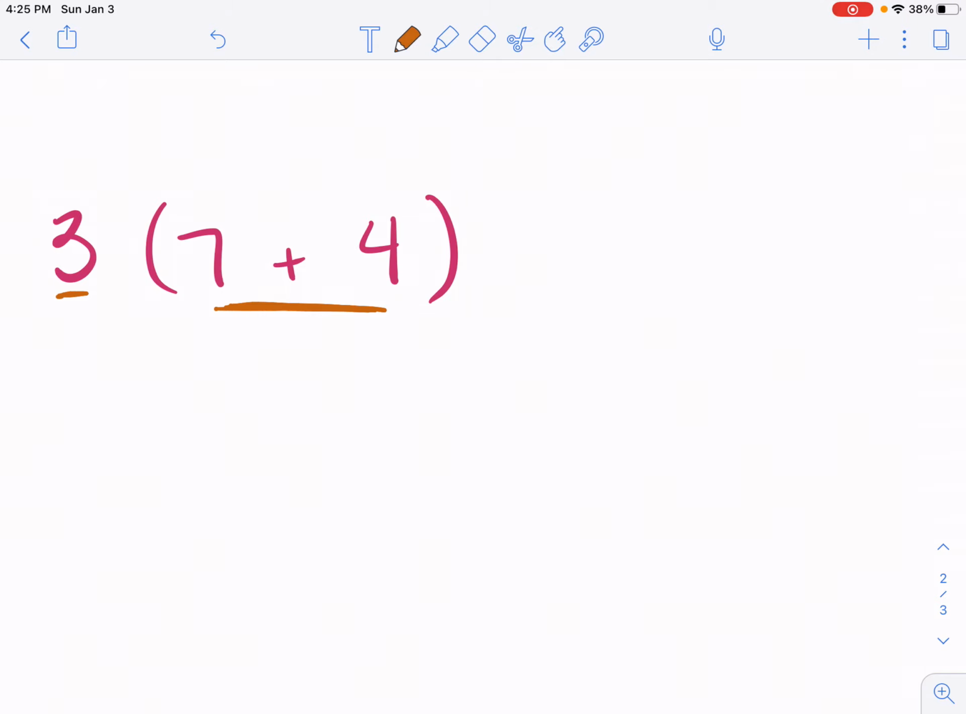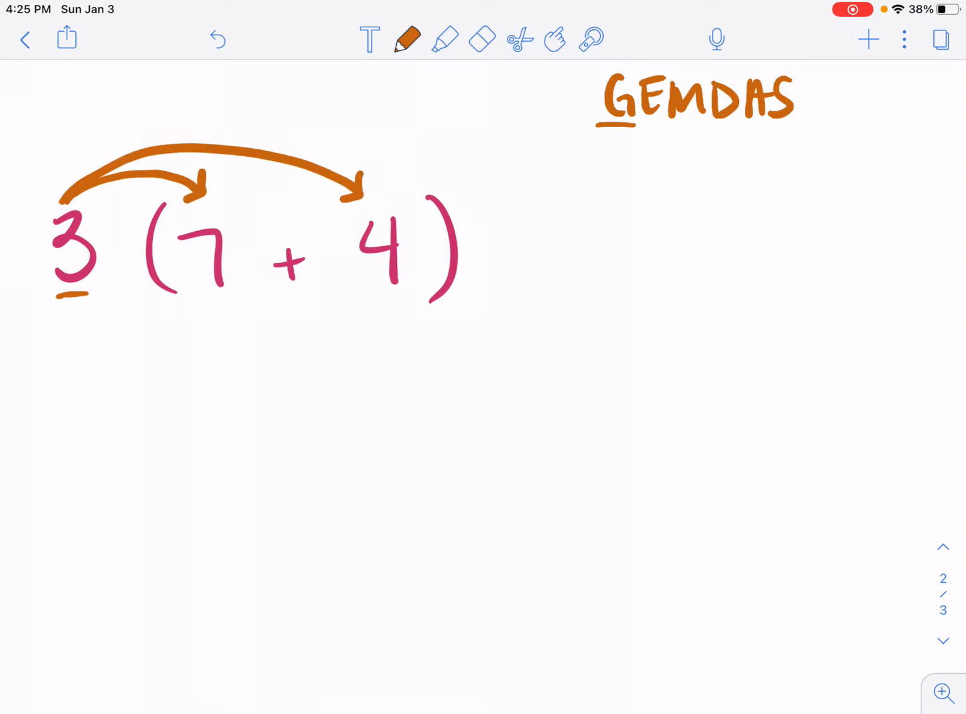Now, let me say before I get into that, typically, according to GEMDAS, you would do what's inside the group first, the G, the parentheses, so 7 plus 4 first, and then you would multiply it by the 3, but I'm going to show you another way to do it. If I did that, I would get 7 plus 4, which is 11, times 3, which is 33, but I could also take this 3 and distribute it to both the numbers.